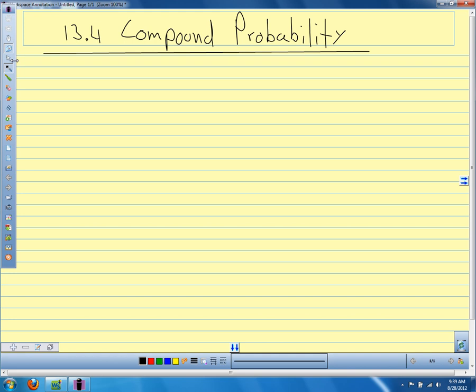So compound probability, we worked with compound probability a little bit yesterday when we did Mr. Spiffy's ties. So it has to do with more than one thing happening. So let's talk about what a compound event is.